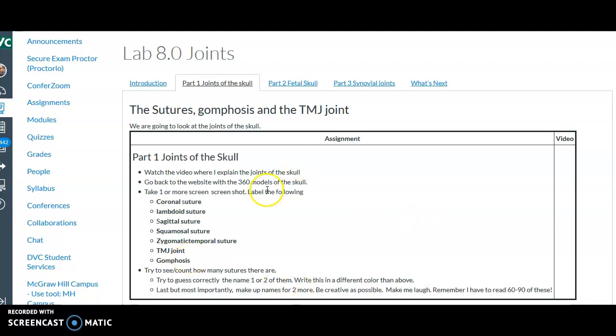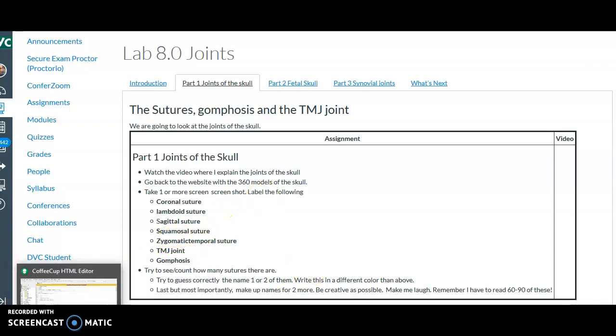So we're going to go actually back to the skull 360 video. I don't have a separate page for this. And we're going to look at the skull bones, and we're going to try to find these sutures: coronal, lambdoid, sagittal, squamosal, temporal zygomatic. We're also going to look at the temporomandibular joint and the gomphoses.